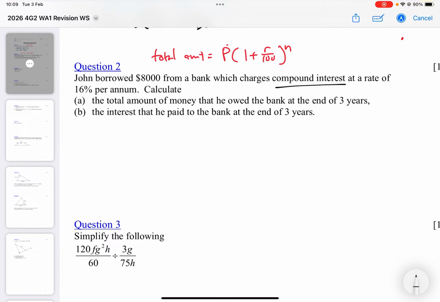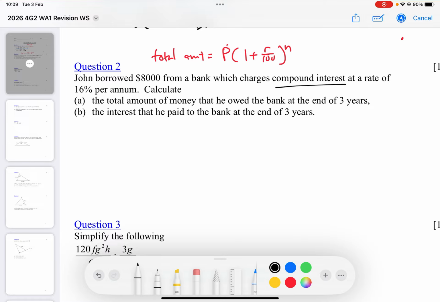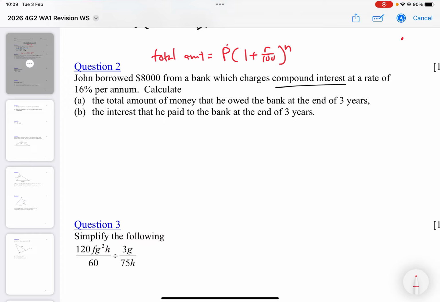When John borrowed 8,000, he started by borrowing 8,000. This is called the principal. So your 8,000 is actually the principal. The amount that we start with is called the principal. Then compound interest at a rate. You see the rate of 16% per annum. So this 16 is actually your R, the rate. Per annum means 1 year.